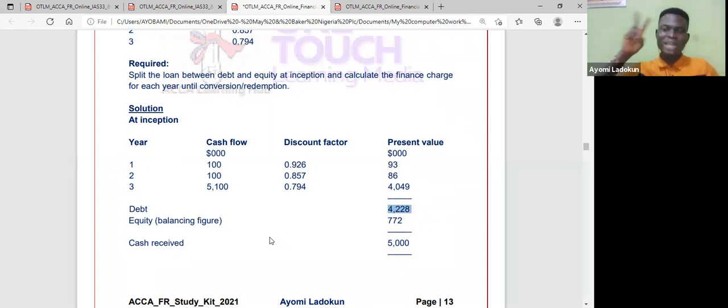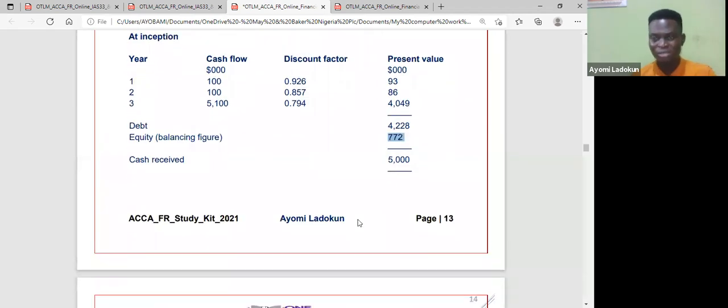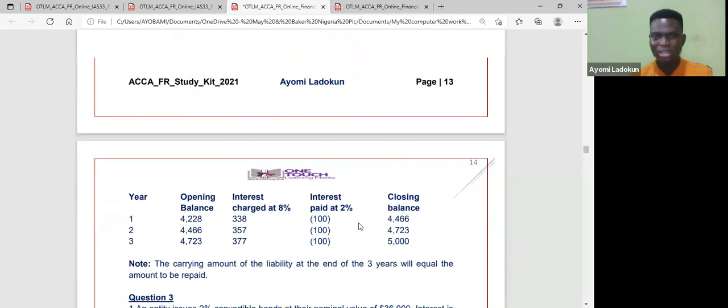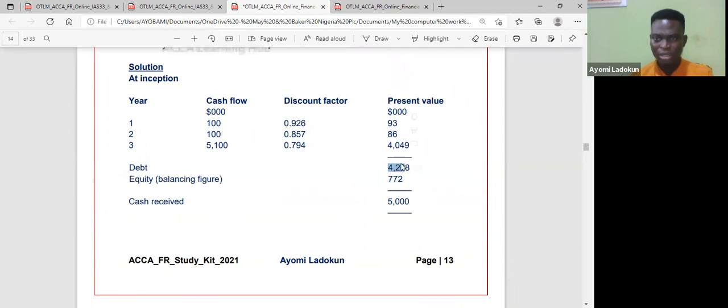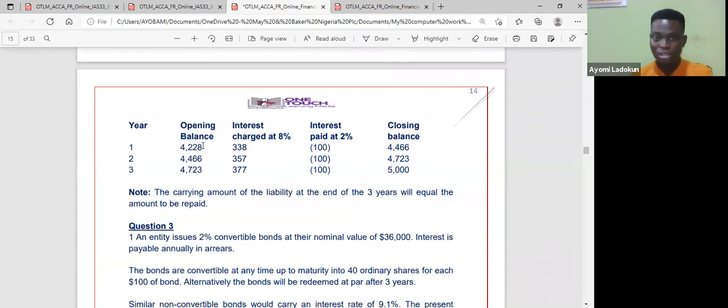Now that debt, I'll have to split it. I already received the cash. I'll have to split it between debt, which is liability, and equity. I already got the figure for my debt. That's the present value of the convertible loan. Then how much is the cash received? 5 million. So the balancing figure, which is 772, is the equity element. That has to be shown separately in the accounts. Did you see that? Before I can go to my amortized cost, you now bring on this debt and do your amortized cost. Can you see? This is what we are used to.